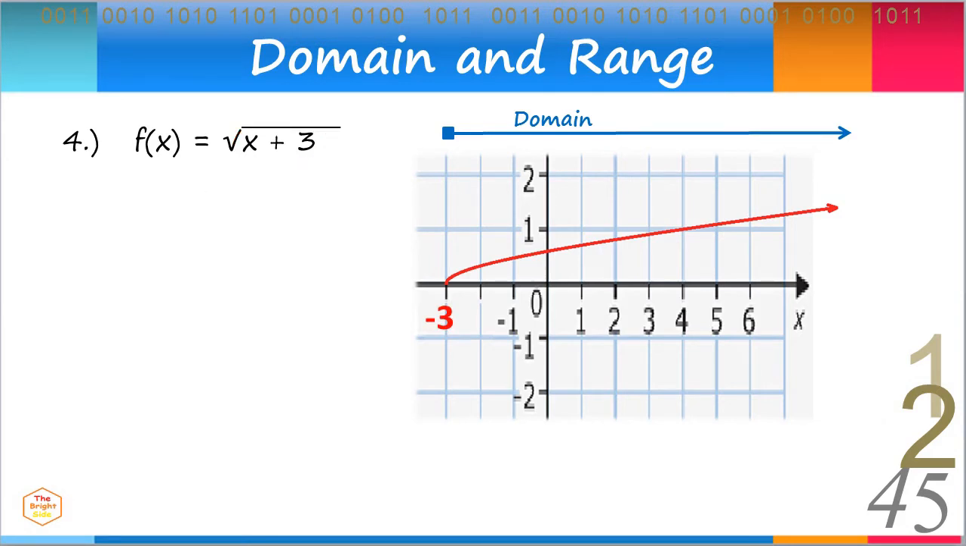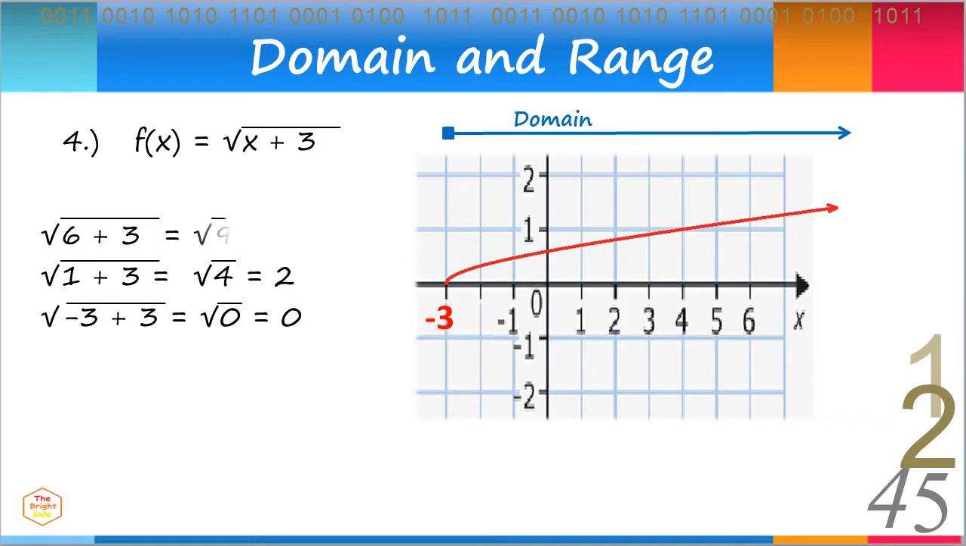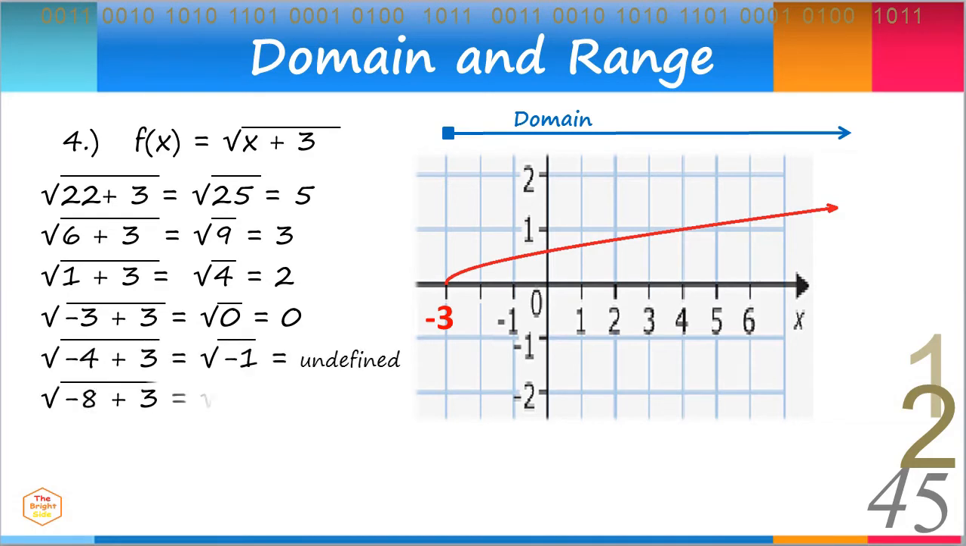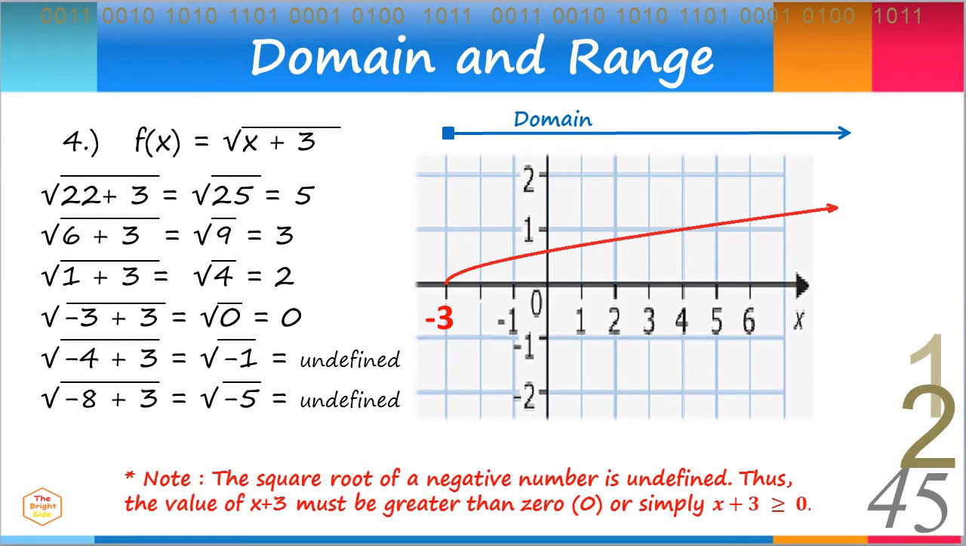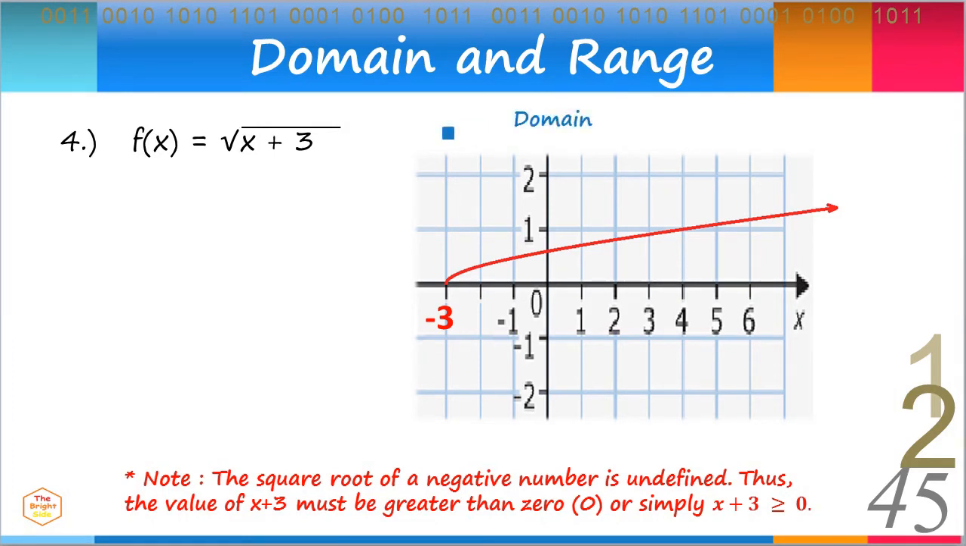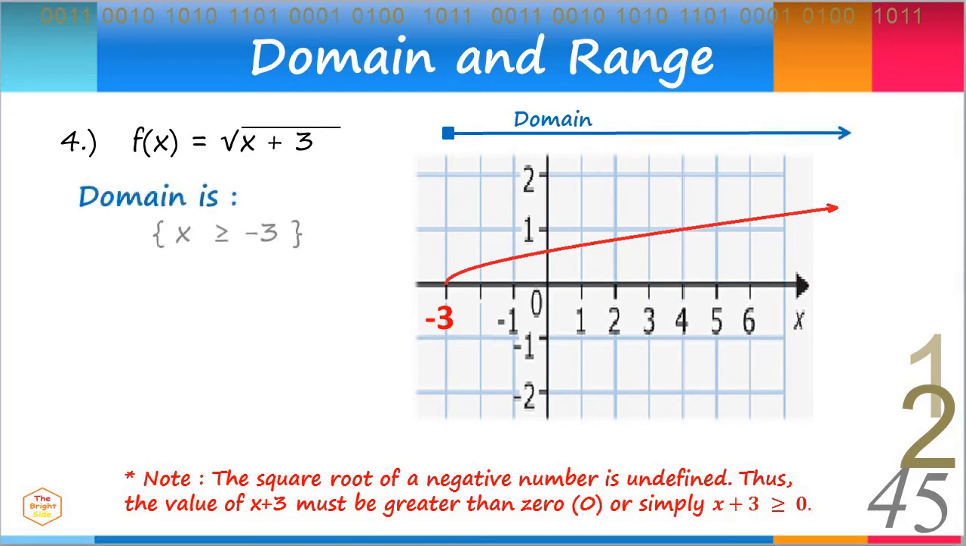Now, let's substitute some values for x starting with -3. If we use x values that are higher than -3, they give defined results. But for x values lower than -3, the results are undefined. Thus, the domain starts from -3 to all numbers greater. So it's, x is greater than or equal to -3. Or we can write it as, from -3 to +infinity.